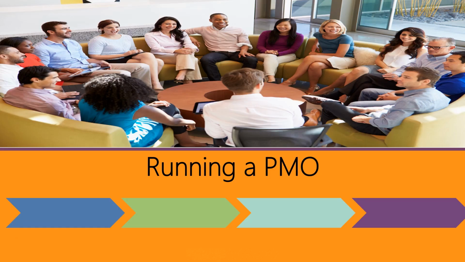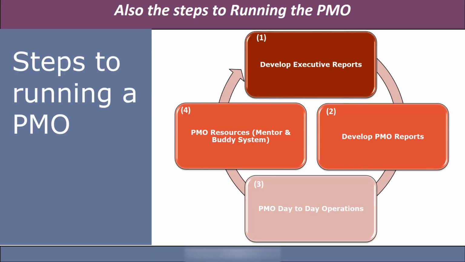And then in video 2, we talked about running a PMO and all the steps to running a PMO. So let's look at those. We really broke that down into 4 major steps. Develop executive reports, develop the PMO reports, and then we got real tactical and talked about the day-to-day operations. And then finally we wrapped up with step 4, PMO resources, and we talked about the mentoring and buddy systems and all the goodness that came around with that.